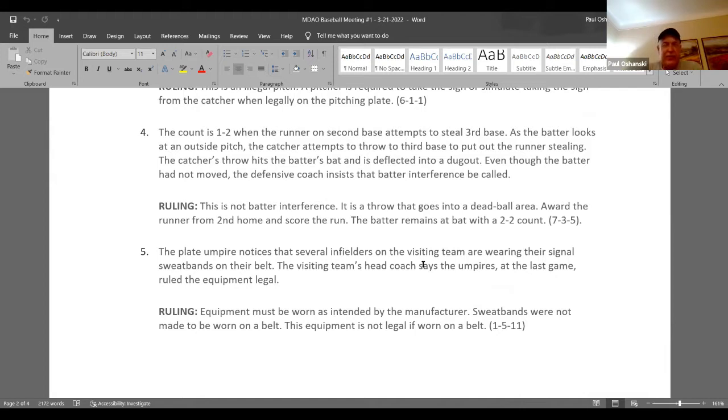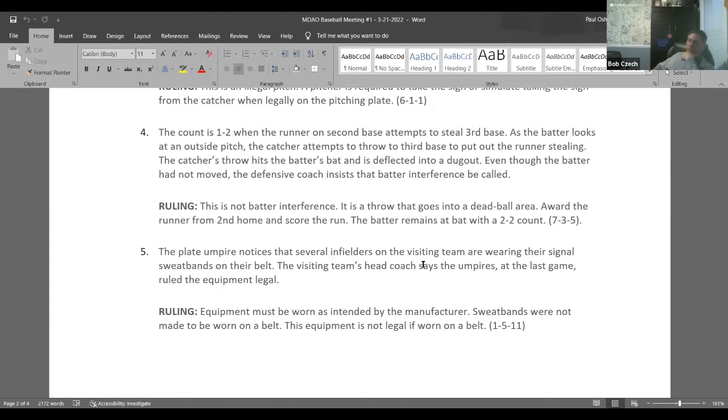All right, so yeah, nobody's going to be happy on this, but it's not batter interference. Unless the batter gets in the way. If he's just standing there, you're okay, but if he gets in the way on purpose, and like I always say, that's why they pay us the big bucks, for us to know whether he's getting in the way on purpose. Award the runner from second home and score the run. The batter remains at bat with a 2-2 count.